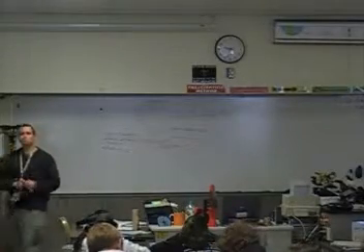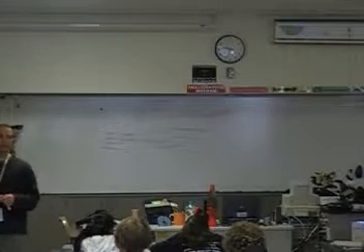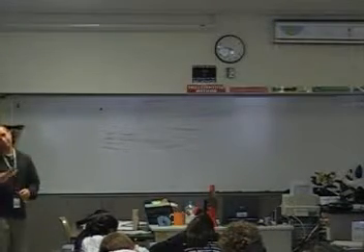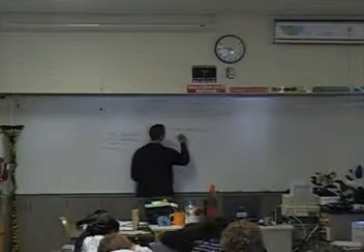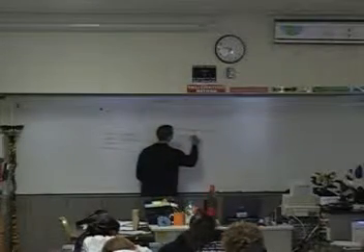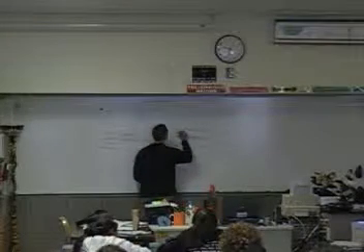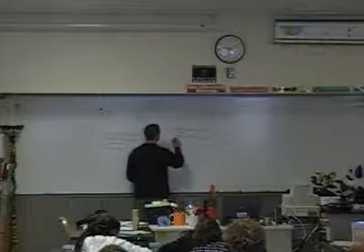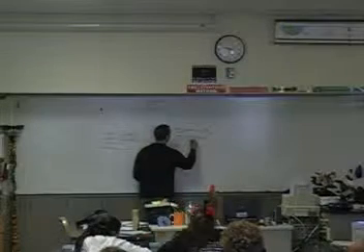So now we're talking about the second reaction. It's called the Calvin cycle. It's also called the light-independent cycle. It is sometimes called the dark cycle. However, it doesn't happen in the dark. It happens at all times of day.